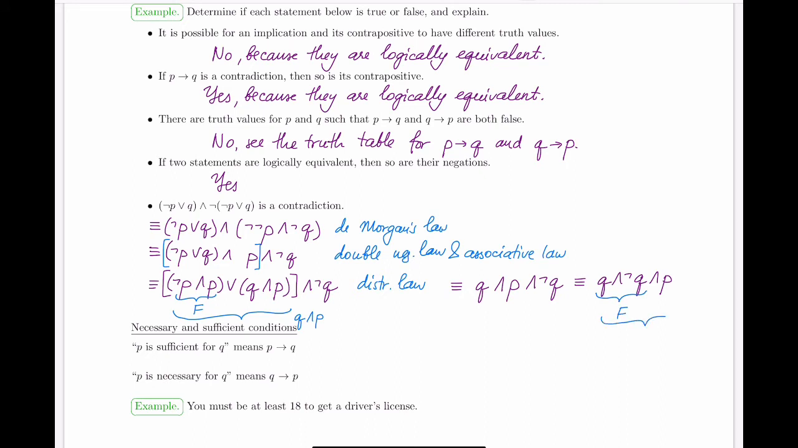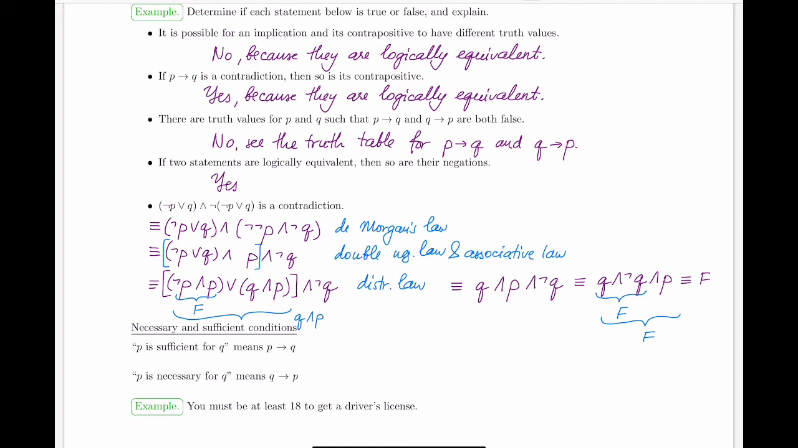False and anything is always false. So my entire expression is equivalent to false, which means that it is a contradiction. So yes, this is in fact correct. Again, I've skipped labeling a bunch of laws here so that you can look back at the table and fill out that missing information yourself. The key here is to learn to use the table effectively.